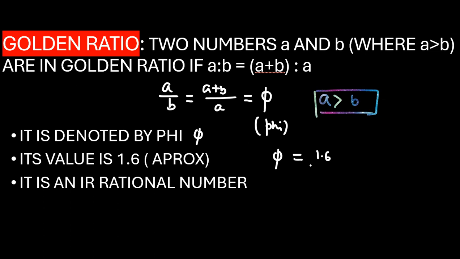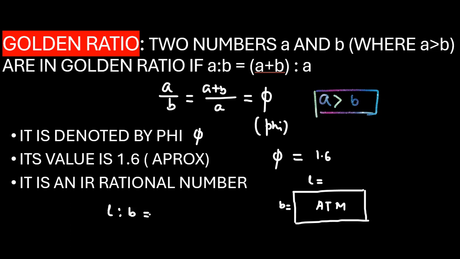Dear students, you can do an experiment at home. Just take your parents' ATM card, and don't use it in the ATM. For mathematical purposes, just take the length of this ATM card and the breadth of this ATM card, and find the ratio of length to breadth. When you find it, you get a value closer to 1.6.